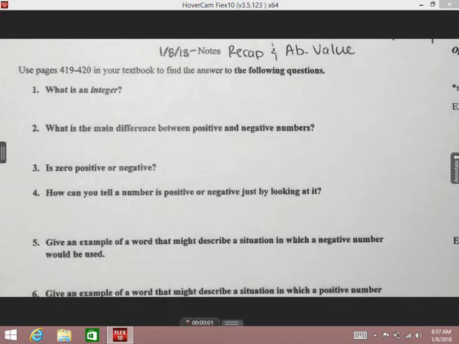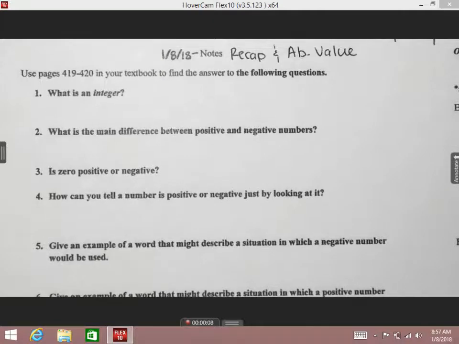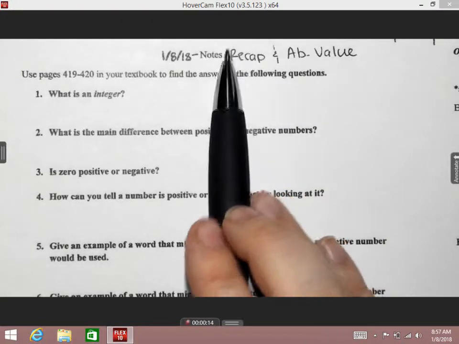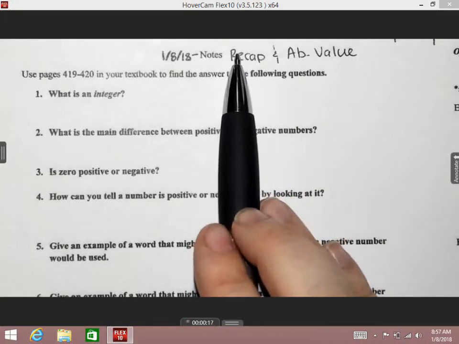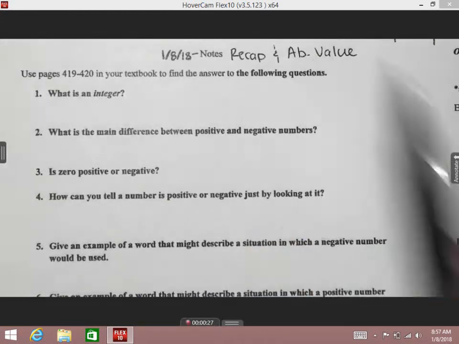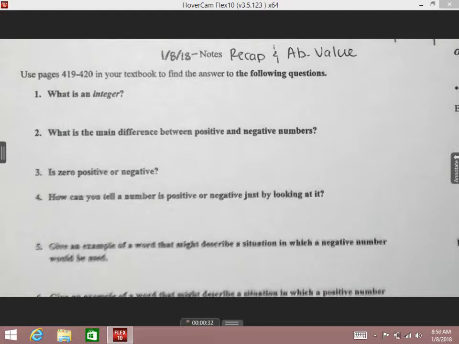All right, so today these notes are notes number 4 because our math workshop that we received today was number 3, and we'll continue working on that this week. And then today we're going to do notes number 4. These notes are called recap and absolute value. So what does the word recap mean? Review, exactly. So we're just going to go over some information that we've already discussed on the left side of the paper, and then when we get over to the right, that's where we're going to have our new notes on absolute value. First thing, what is an integer?